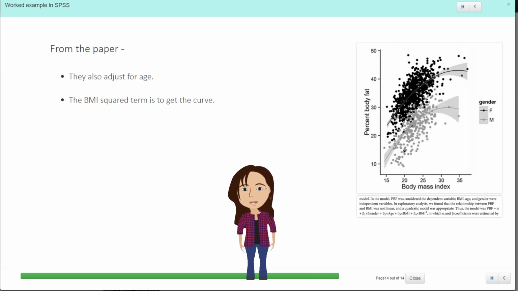And that was the paper, just as a reminder. Plus they did also adjust for age, which we haven't added in here, and the comments I've stuck below are from that data analysis box where they actually gave us the equation for their line.